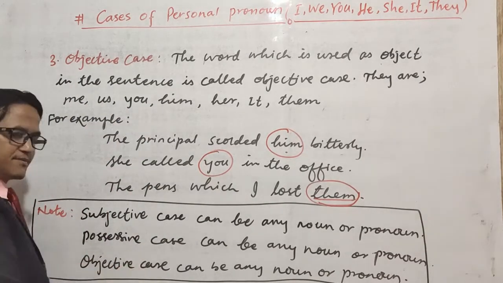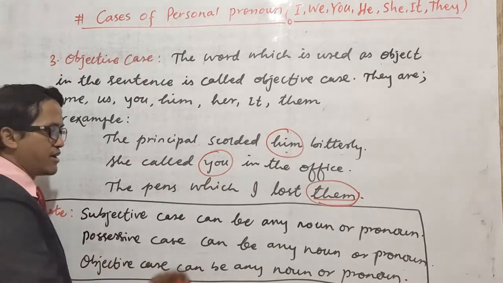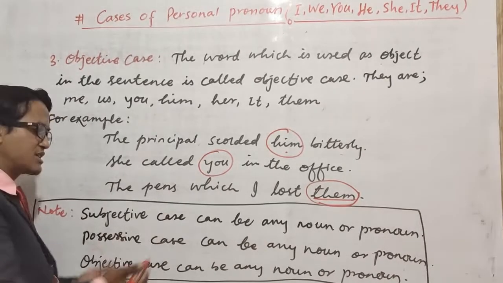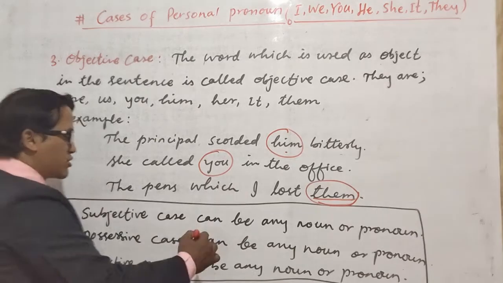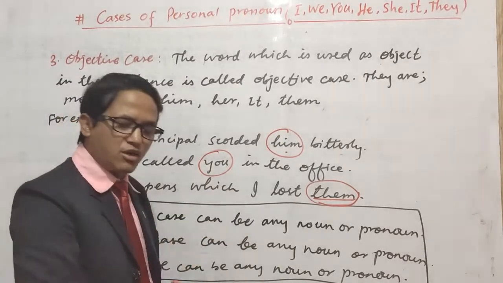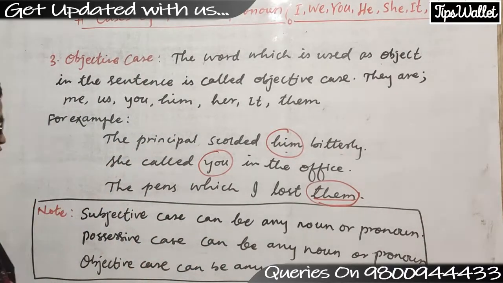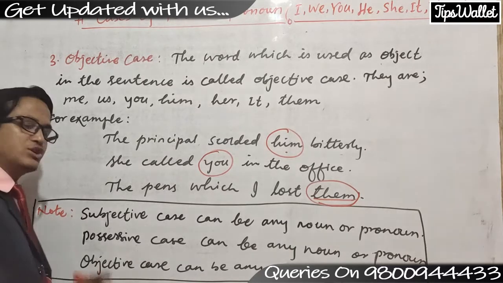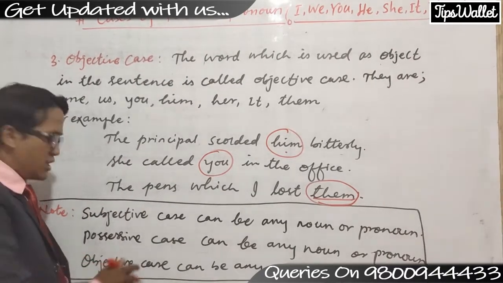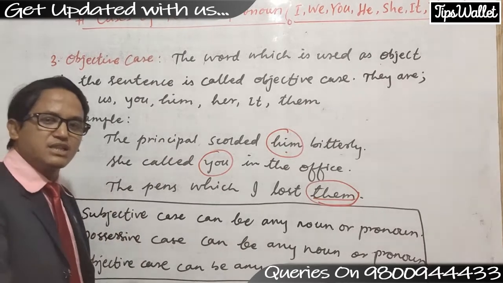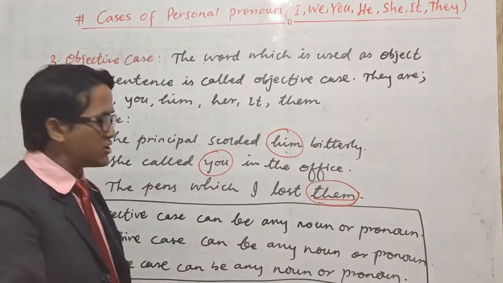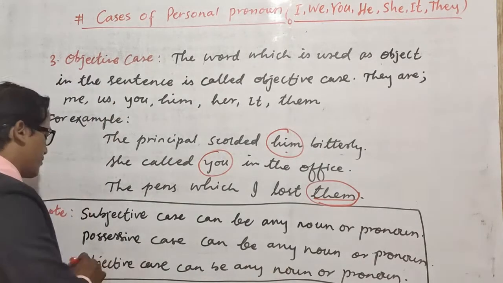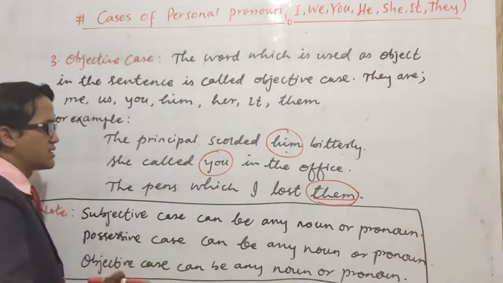Similarly, objective case. Objective case also can be any noun or pronoun. Noun also can be an object case, pronoun also can be. So they both are objects, and this is called object case. And how to recognize the object in the sentence? To recognize the object in the sentence, this is the answer of the what and whom question. So that's why they are also functioning as object in the sentence.